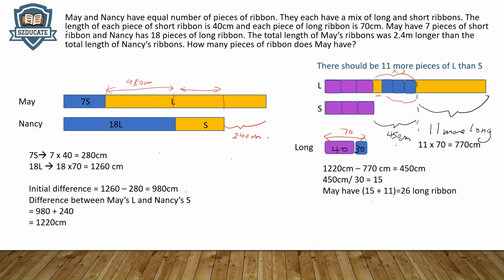Oh, sorry, I haven't finished it. There's only 26 long ribbons. This is only for the long part. Why is it 26 long? Because the 15 blue comes from where? It comes from a combination of 15 purple. So add them together, they will be 15 long and 11 long. So total 26 long ribbons for me. Add the 7 short ones here. So May will have 33 ribbons in total.